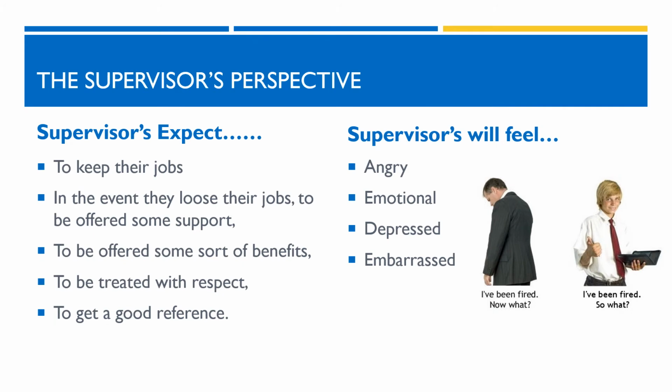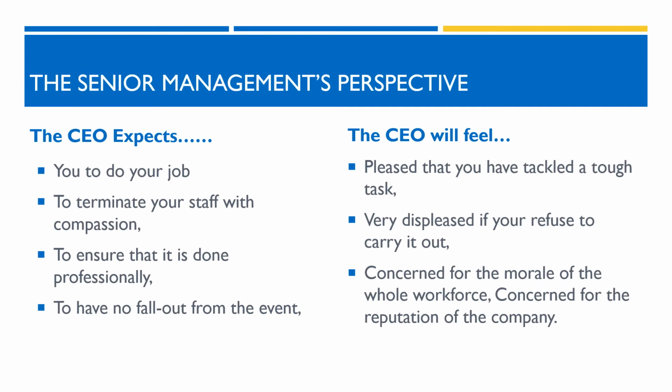So, if we look at the situation firstly from the supervisor's perspective, we see that supervisors expect to keep their jobs. But in the event they lose their jobs, they expect to be offered some support, to be offered some sort of benefits, to be treated with respect, and to get a good reference. In addition, supervisors will feel angry, emotional, depressed, and embarrassed. The CEO, on the other hand, will expect you to do your job and terminate the employees concerned.